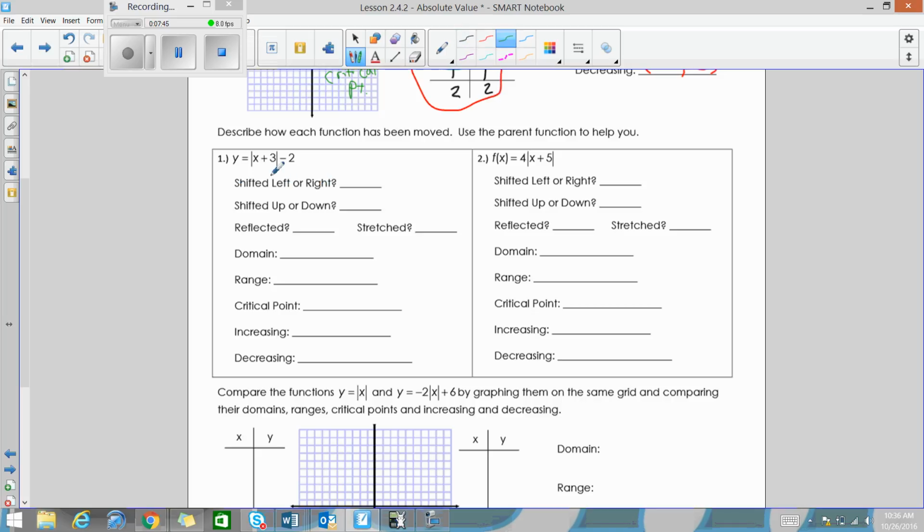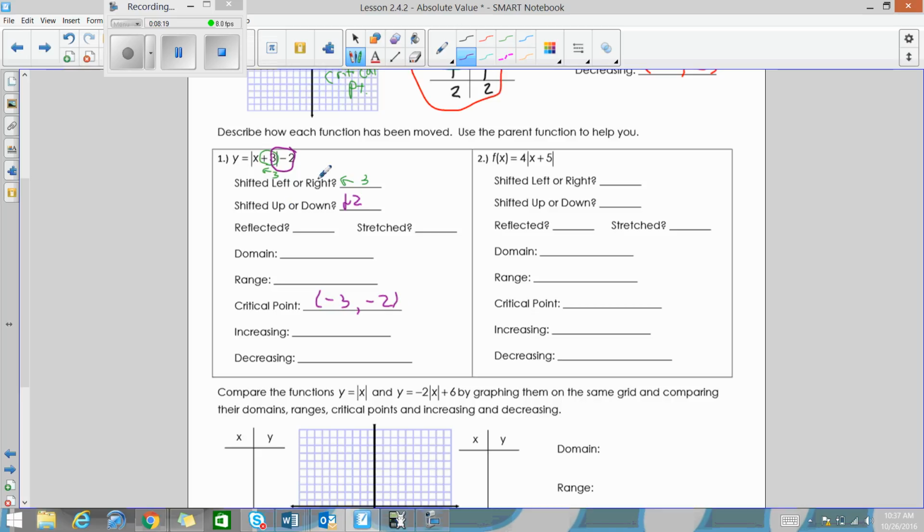So shifting left or right. When we look at that, we're looking at the value on the inside, and this says +3. Again, on the inside, it's the opposite, so that means left 3. Shift it up or down. We look at the outside number. This is -2, so that means we're going down 2. Now, don't worry about reflected and stretch. Let's go down to the critical point, and let's put that in. Since we're going left 3, down 2, that means our critical point is -3, -2.